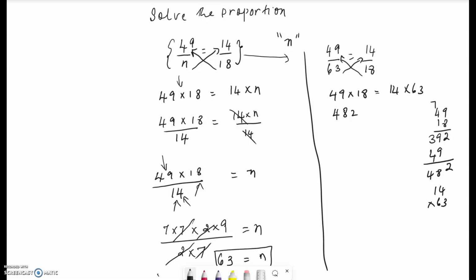14 multiplied with 63. 4 threes are 12. 3 ones are 3, 4. 6 fours are 24. 6 ones are 6, 7, 8.